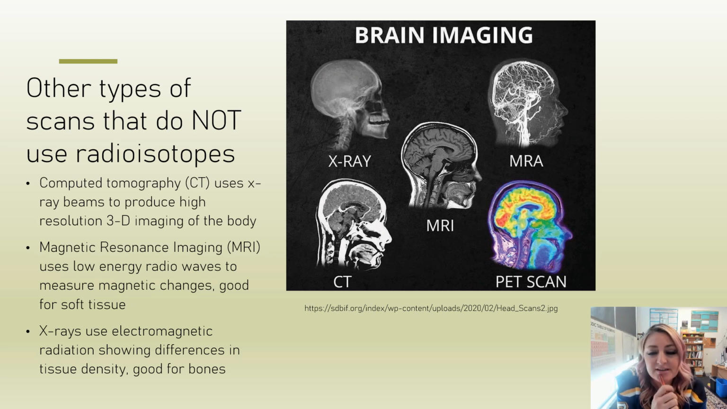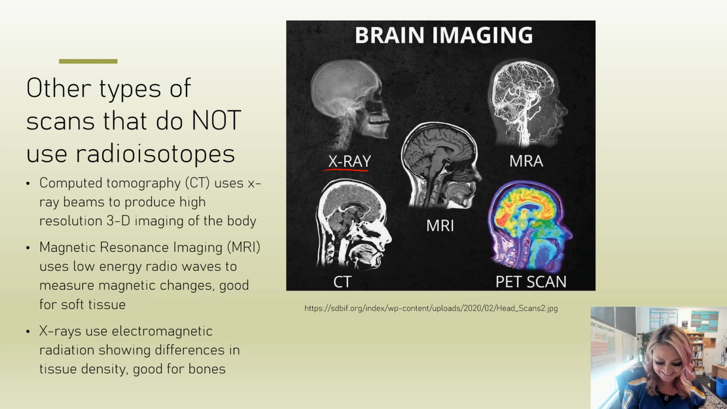So we have a ton of different types of scans that can be used in both diagnosis and treatment, but not all of them are going to use radioisotopes. We're all familiar with X-rays. X-rays are using electromagnetic radiation. This shows differences in tissue density. It's a really good diagnosis test to use for something that is very dense, like bones. Obviously, that's not going to work if you twist your knee or your ankle. That's a soft tissue issue.